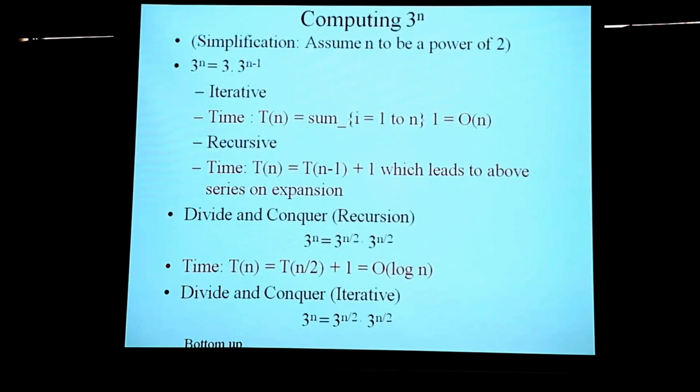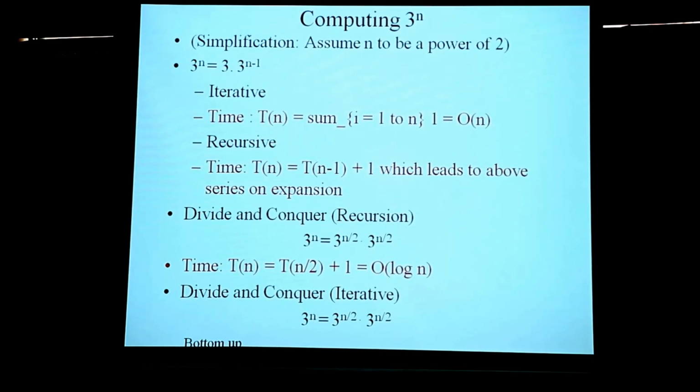So basically the iterative version is a bottom-up implementation. You first compute 3 square, multiply 3 square with 3 square, you get 3 to the power 2 square, then multiply 3 to the power 2 square with 3 to the power 2 square, you get 3 to the power 2 cube. So it's a bottom-up thing, and the recursive algorithm is a top-down thing.